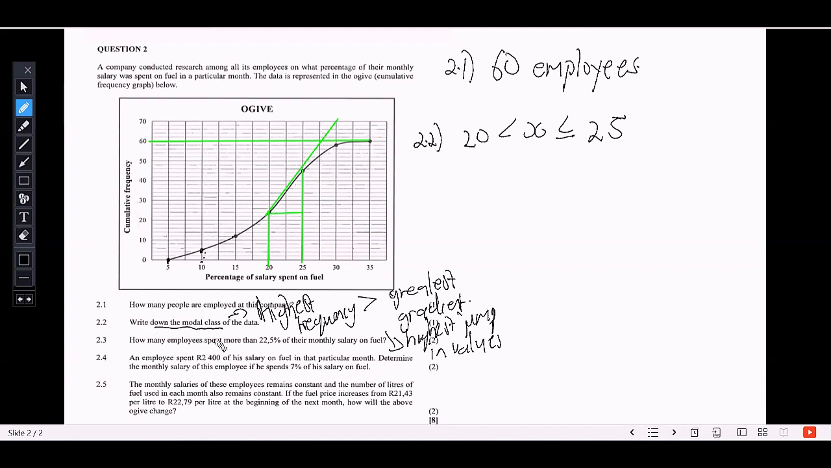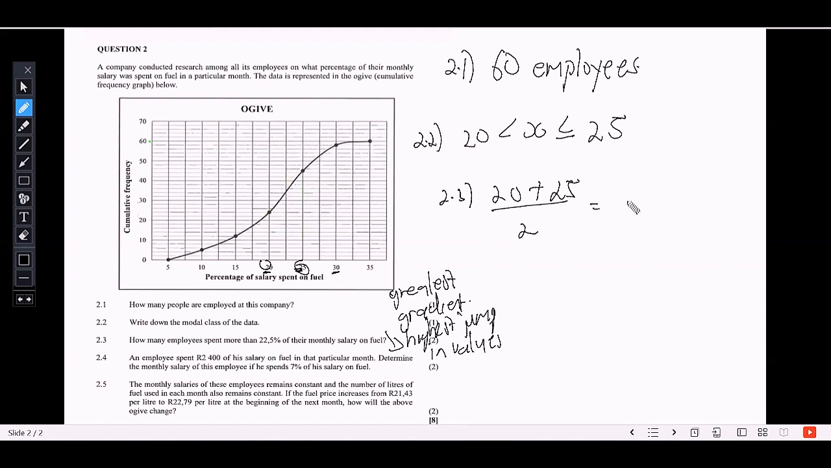Then 2.3 says how many employees spent more than 22.5% of their monthly salary. So 22.5%, we know that it's between 20 to 30 there. If you can just say, between 20 to 25, if you can just say 20 plus 25 divided by 2, then what you will get is 22.5%. So which means 22.5% is in between here.